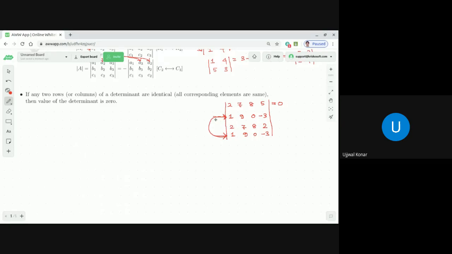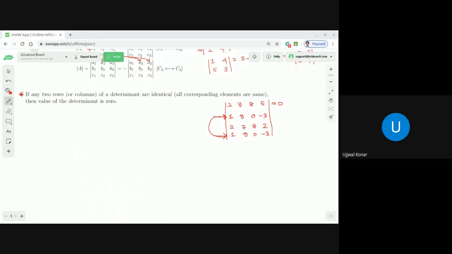Now as they are exactly the same, I need not spend time finding the value of the determinant by expanding with respect to rows or columns. We can directly say the value of the determinant is 0. And this statement says, dear students, that if any two rows or columns of a determinant are identical, that is, all corresponding elements are the same, as we see in the second row and fourth row of this determinant, 1, 9, 0, minus 3, 1, 9, 0, minus 3, then the value of the determinant is 0.